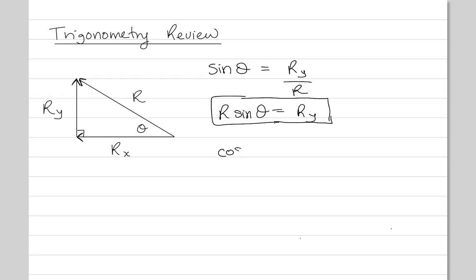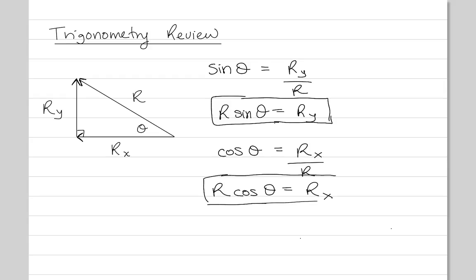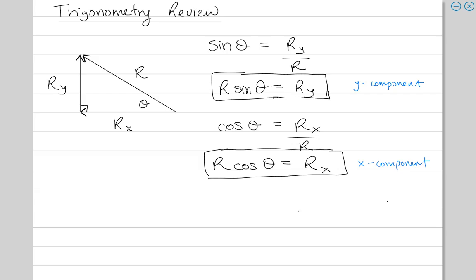Okay, let's do cosine, the companion to sine. So we have Rx over R. You have a similar reorganization. You get R cos theta equal to Rx, the x component. And I'm even going to put that down next to it. So y component and x component. And the last one, of course, the one that's kind of weird is tangent. So tangent of theta is the opposite divided by the adjacent, so it's Ry over Rx.